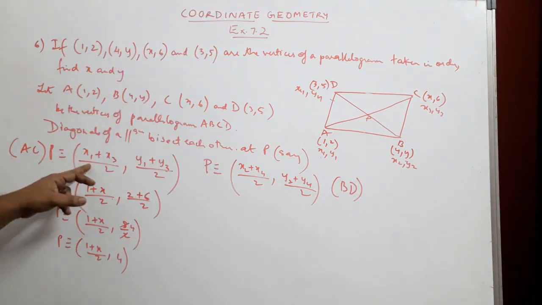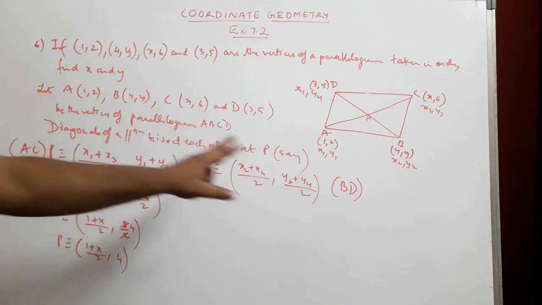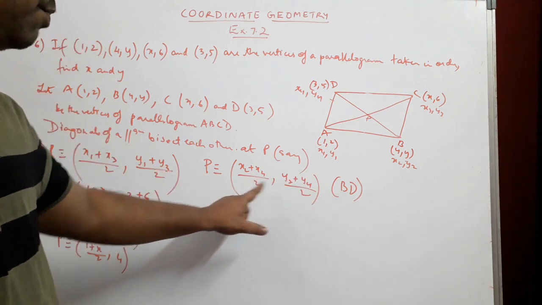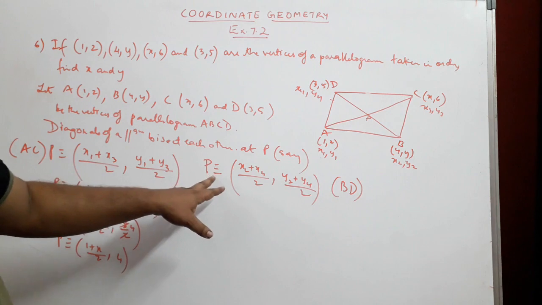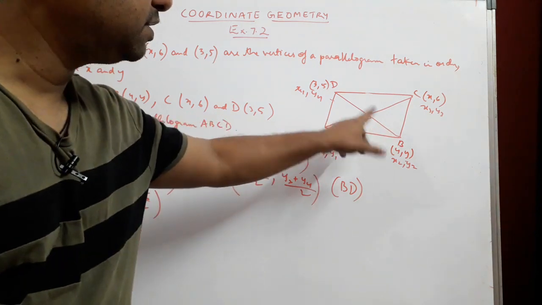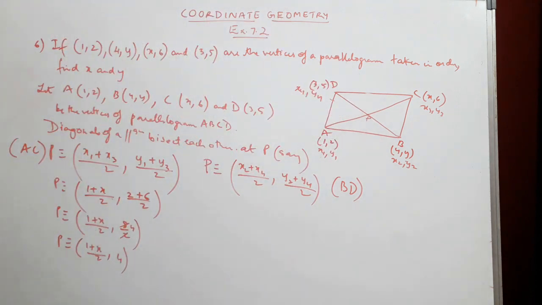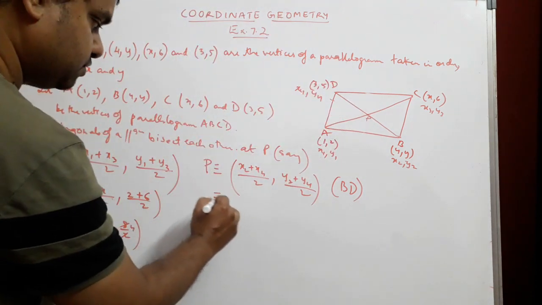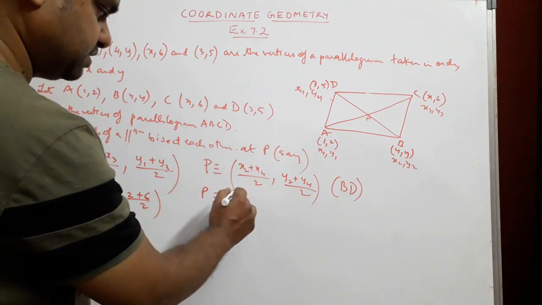I am applying the midpoint formula for line segment AC in this case, and this is what I am getting. Here I am applying the midpoint formula for line segment BD. Now both of them, the midpoints are P. They both intersect at the same point. They bisect each other, remember. So that is why we can take it equal, corresponding to P in both cases.